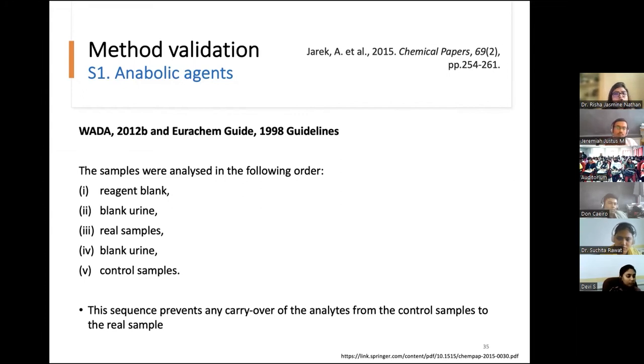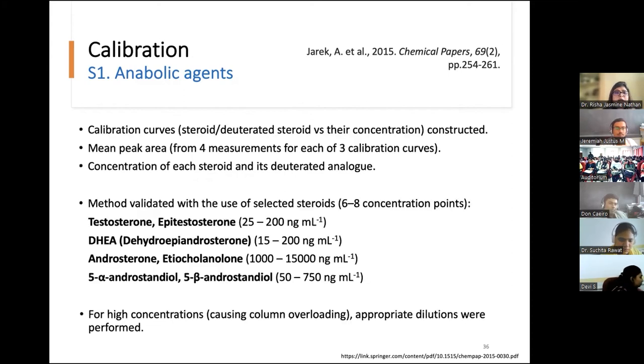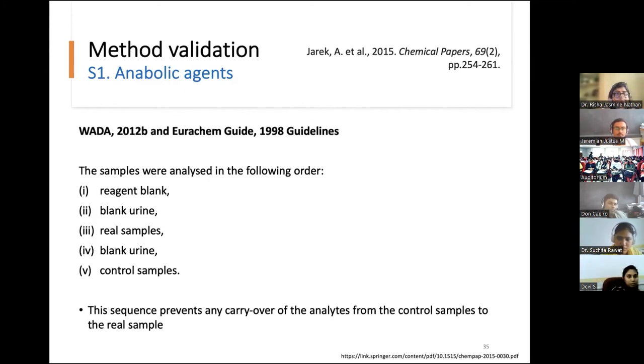So this is just to check if there is no contamination of the instrument itself. Okay, this prevents any carryover of the analytes from one sample to another. Okay, this order needs to be run before the actual samples are run. And I think this is one of the most important steps before we proceed on to finding concentrations and reporting them.